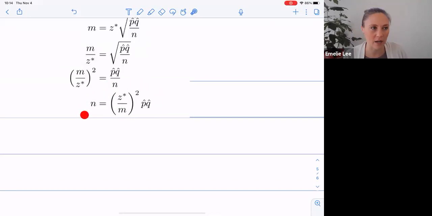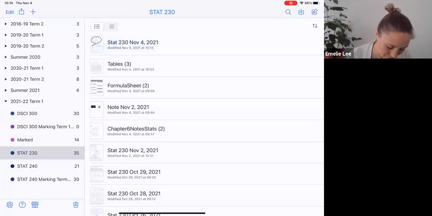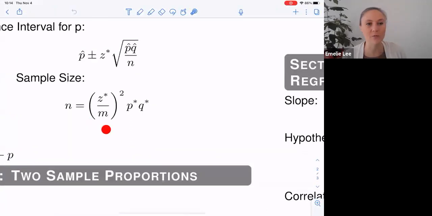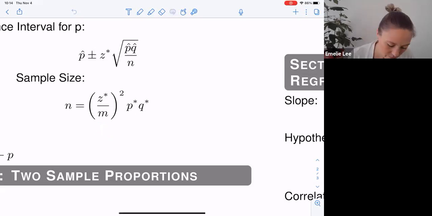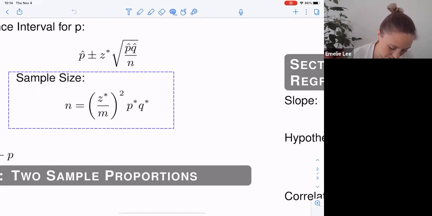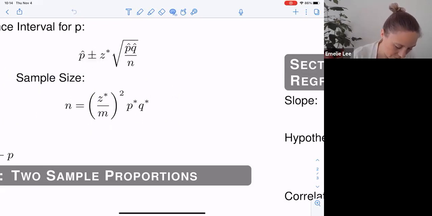That formula sheet that I posted, that's at the top of your Moodle page, has this formula. So you don't have to worry about deriving it every time, although you could pretty easily, right?